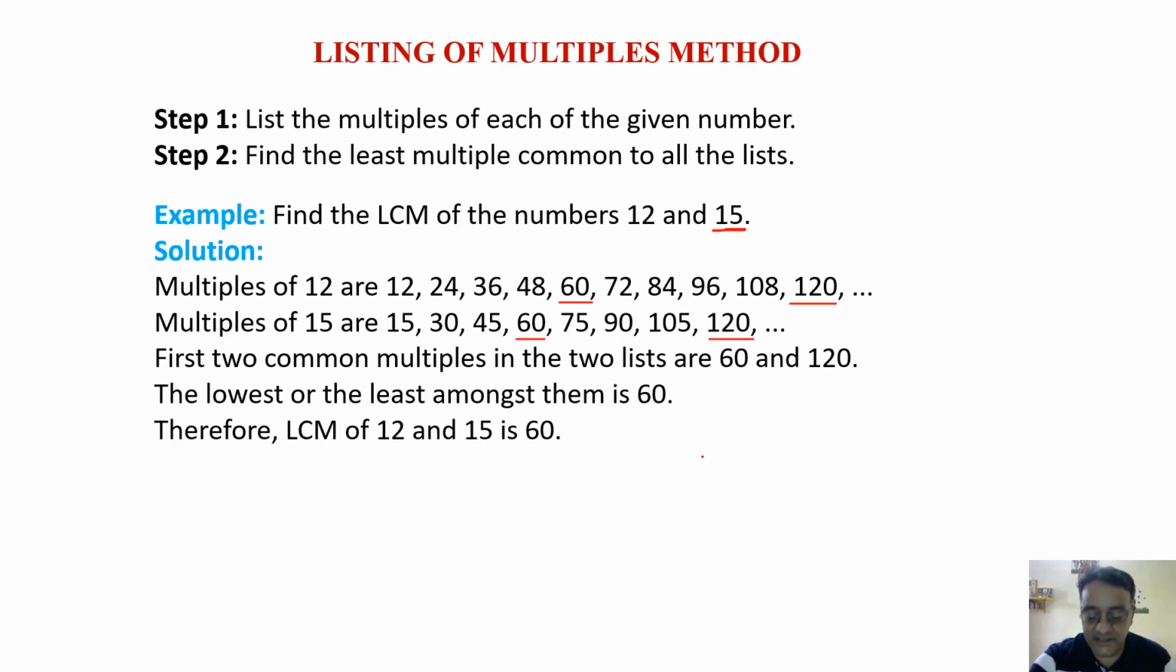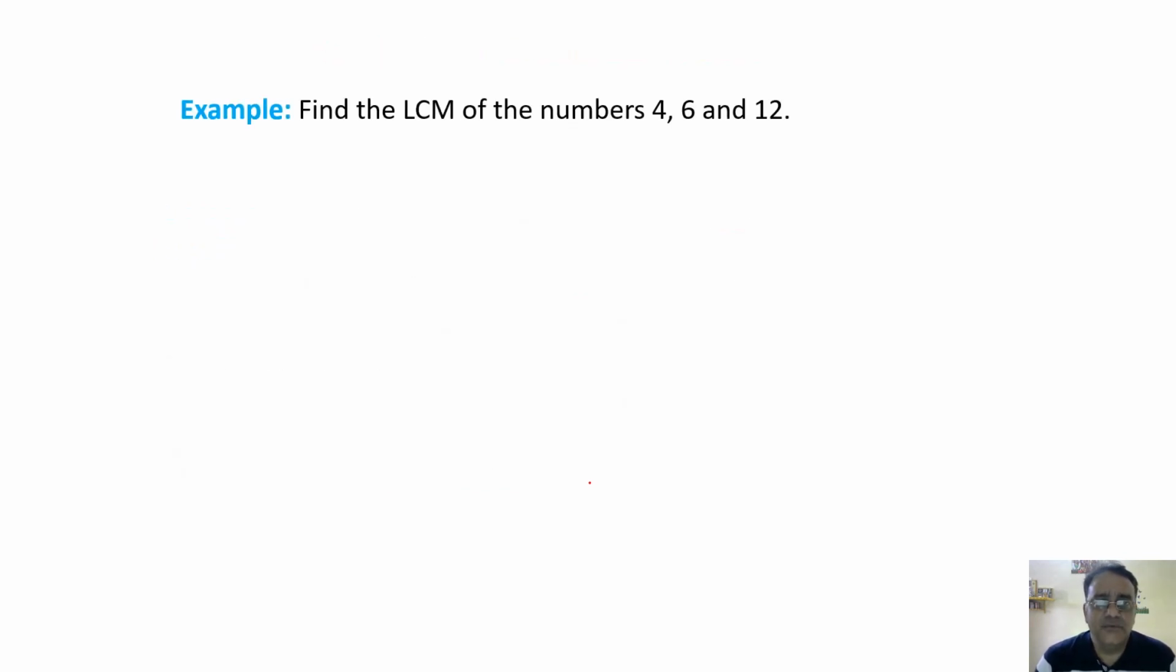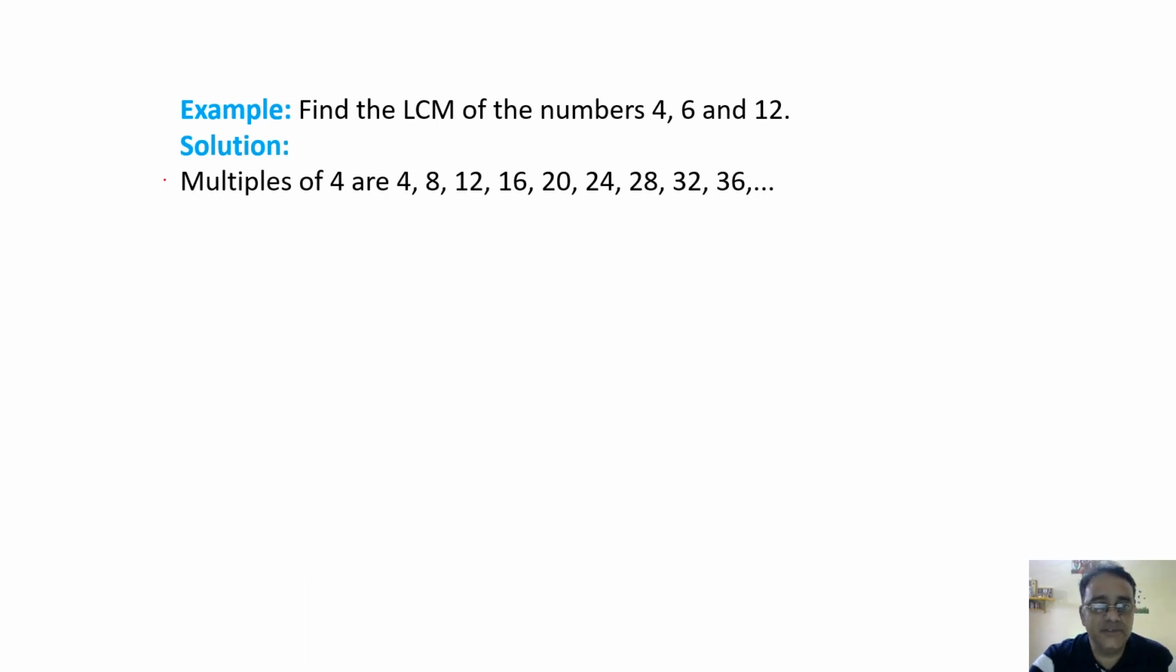And we also write in this notation. ठीक है, इस notation में भी हम लोग लिखते हैं, LCM of 12, 15 is equal to 60. So this is the first example. Now we'll see one more example. Find the LCM of the numbers 4, 6 and 12. Three numbers हैं. So first we will write the multiples of 4. 4, 8, 12, 16, 20, 24, 28, 32, 36, 40, 44, and so on. So these are the multiples of 4.